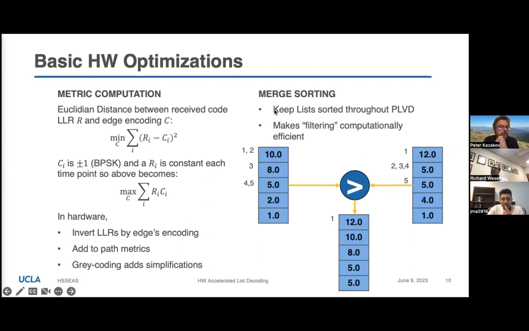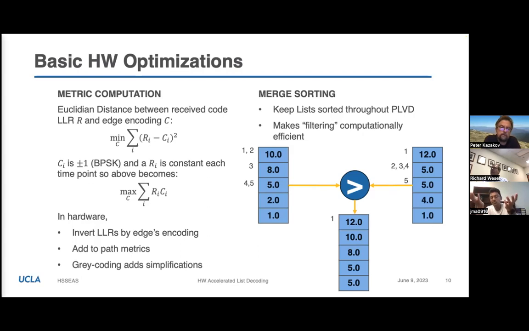The other hardware optimization we can do is, since the goal is to keep track of the best lists and filter out the ones incoming to each state, if we maintain the lists in order of how good their metric is, we can perform a merge sorting filtering, where the job of this part of the list decoding algorithm is to look at these two lists and then pick the best paths.